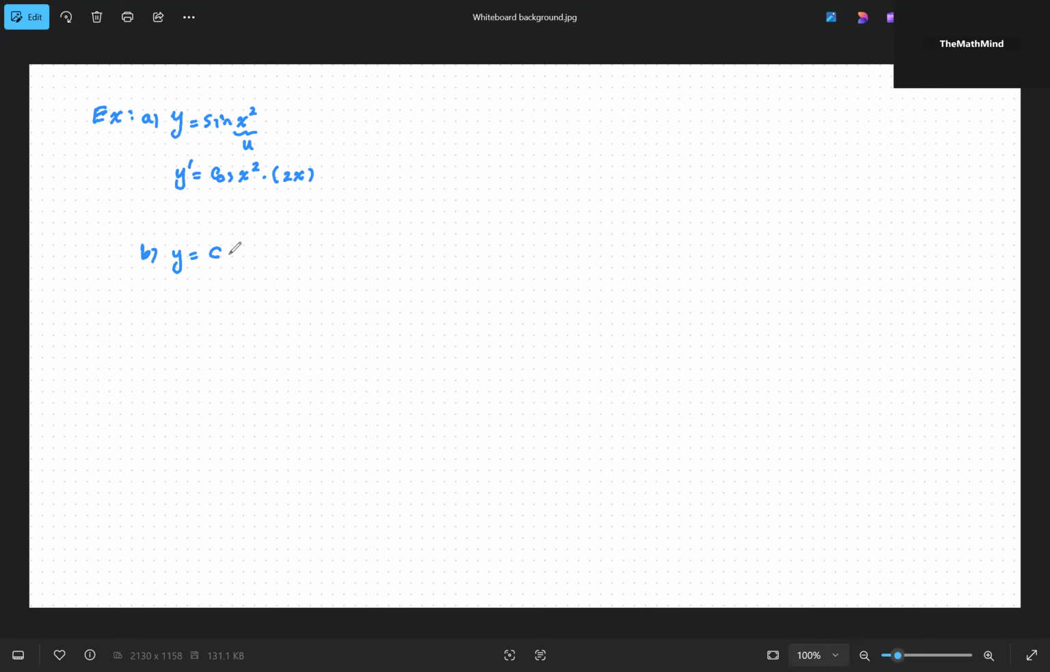Next one is cosine root x. So what is u here? u here is root x. I'm using the formula y prime is going to be negative sine u, and then multiplied by u prime. And how do you find the u prime? So u prime is going to be 1 over 2 x to the power of negative 1 over 2. I'm using the power rule, and this will be 1 over 2 root x. So now we are substituting u prime here.